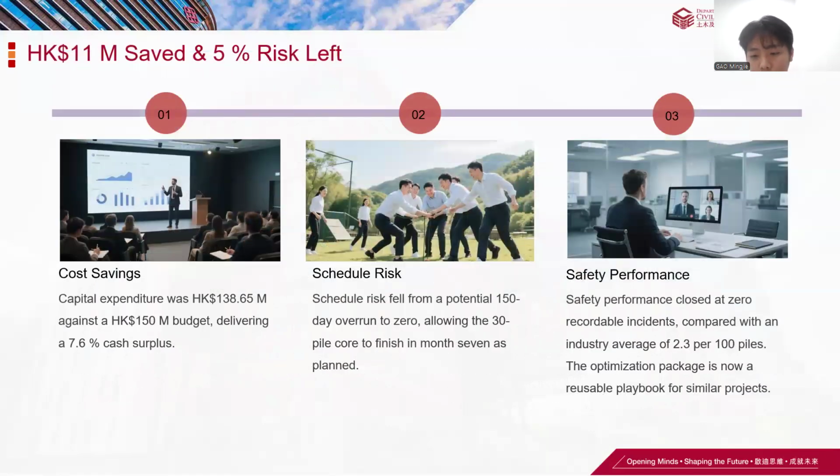In cost, we save about 11.35 million Hong Kong dollars, and in schedule, all 30 piles finished in month 7, avoiding a potential 150-day overrun. And in safety, 0 recordable incidents, far better than the industry average of 2.3 per 100 piles.